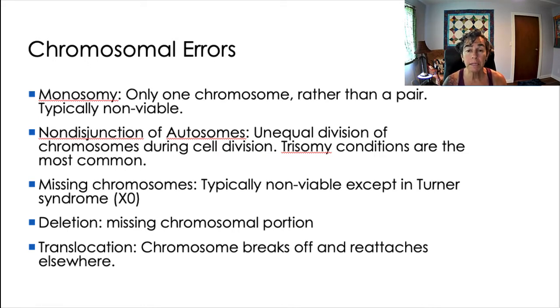There may be missing chromosomes. These children are typically non-viable, or fetuses are non-viable, except in Turner syndrome, which is an XO chromosome. So 1 from the mom, 0 from the dad. Deletion is missing a portion of the chromosome, and translocation is when a chromosome breaks off and reattaches elsewhere where it's not supposed to be.